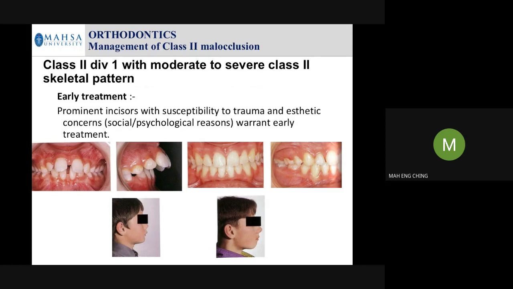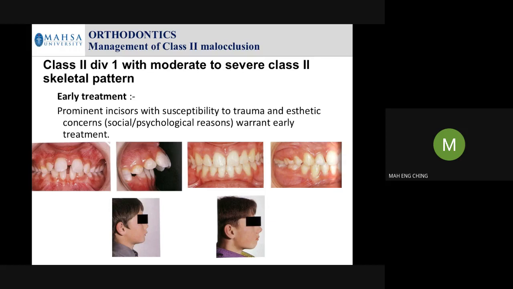Prominent incisors are susceptible to trauma. Say if the upper incisor sticks out too much, then every time you hit something, or you're playing games or get hit by a baseball bat, the first one to be injured is the upper incisor because it's sticking out too much. So most of these severe class 2 patients usually have a chipped incisor due to trauma. And sometimes it causes aesthetic concern because the teeth are sticking out too much, then they're teased by friends or classmates.